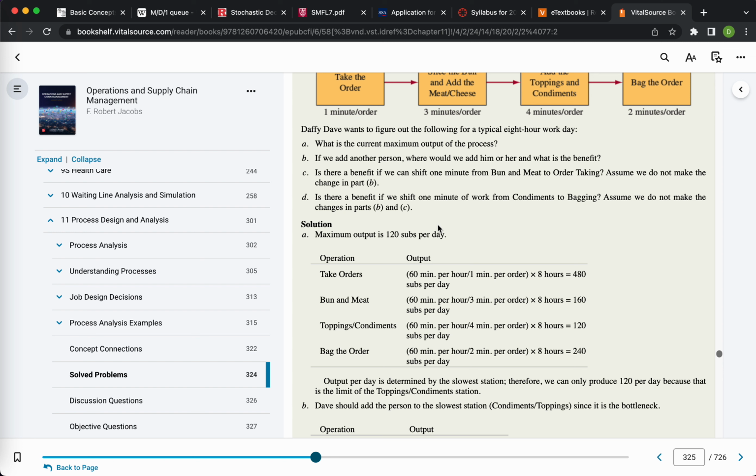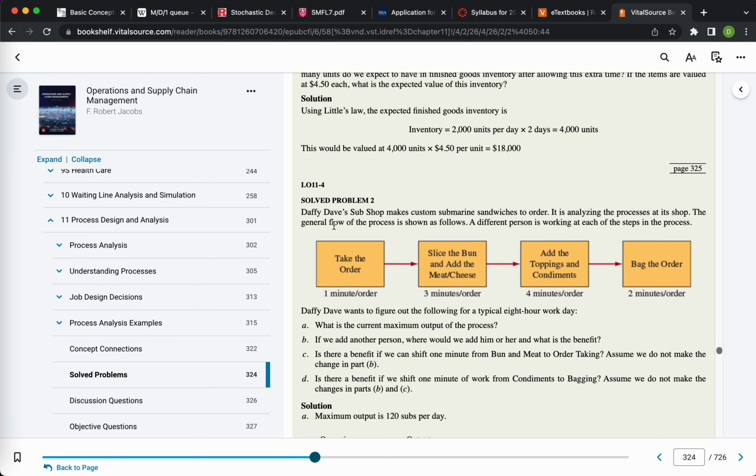So what I'm going to do is end this here. We'll do more of this when I see you in person in class. But remember, when you have a process like this, the way you calculate the capacity for the process is: what is the current maximum output for the process?